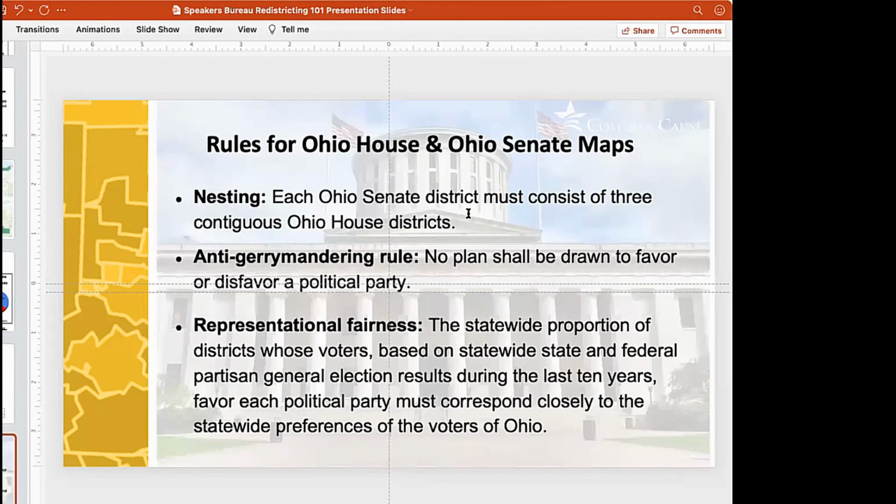There are new rules now for redistricting the Ohio House and the Ohio Senate maps. And again, keep in mind that the rules are different for the state redistricting map making, and different rules apply to the congressional ones. They're more rigorous for the state. So one of the things is to make sure that the counties represented are contiguous.